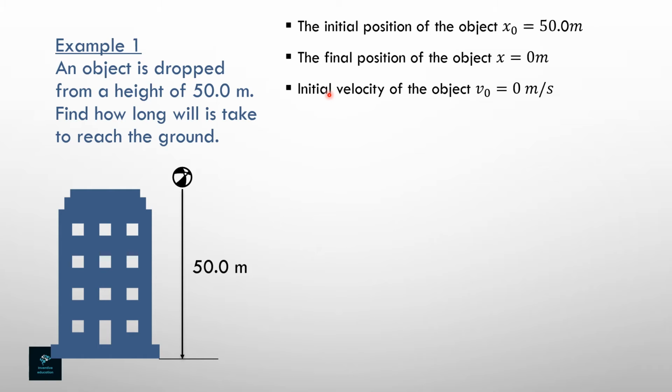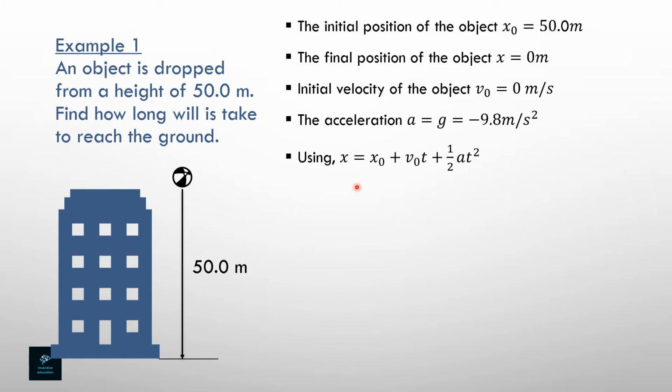level, and we are given that the initial velocity of the object, v0, is equal to 0 because it is just dropped from the height. The acceleration of the object is due to gravity only, therefore a is equal to minus 9.8 meter per second square.